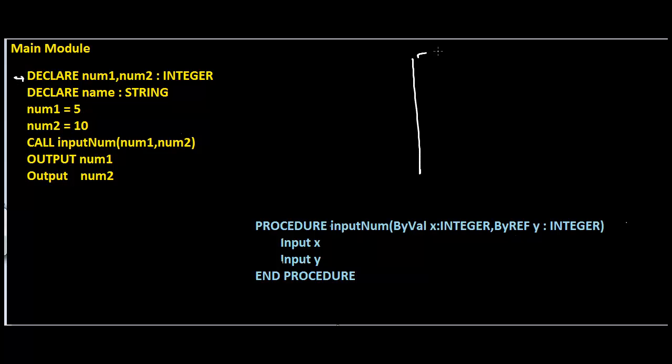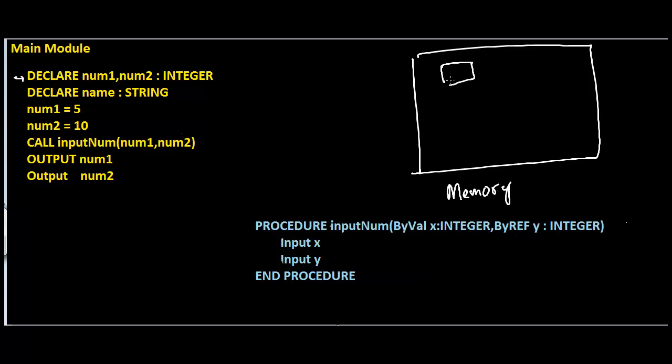So inside the memory, num1 will be given some memory space where an integer value can be stored, and num2 will also be given some space. It will be allocated some memory where an integer value can be stored. So once this instruction is executed, then this instruction is executed: declare name as a string.